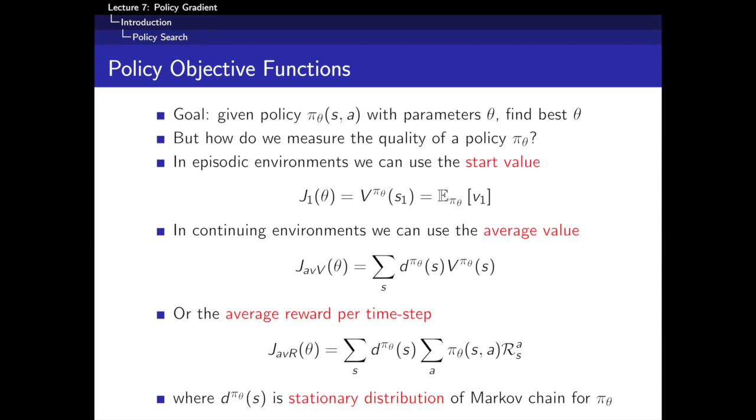So I might be in state 1 and get 10 units of reward from that point onwards, or I might be in state 2 and get 20 units of reward from that point onwards. And so we might average over those and say, well, the objective is maybe 15.